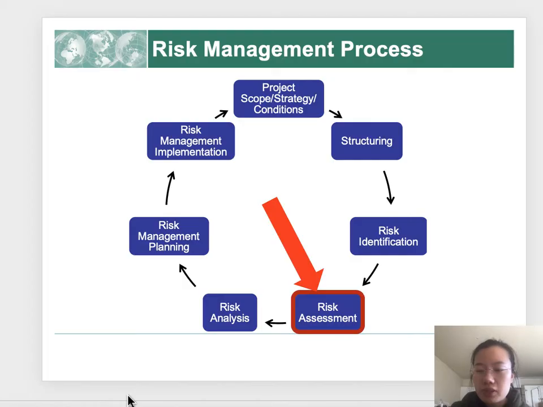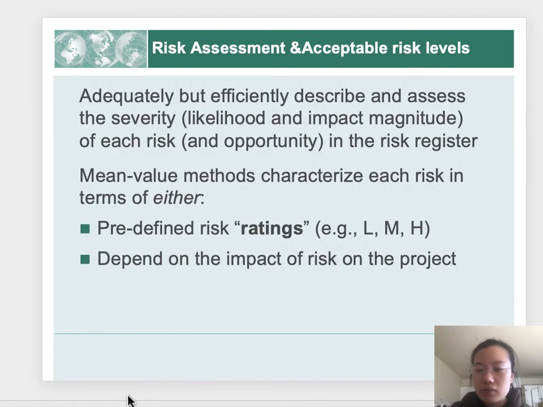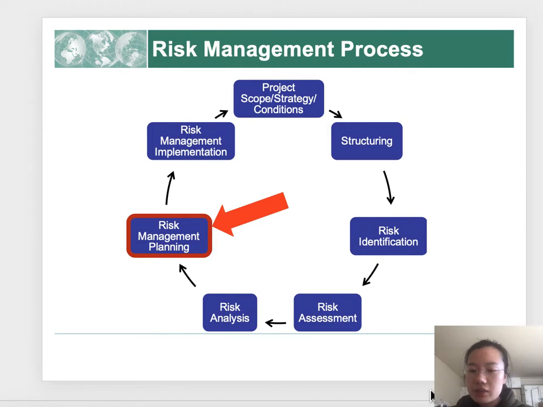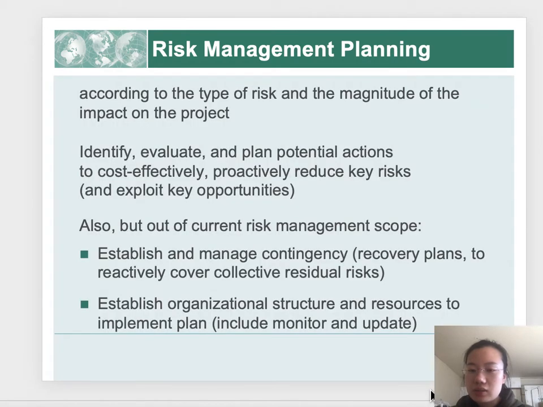The fifth step is risk assessment. Adequately but efficiently describe and assess the severity of each risk in the risk register. Mean value methods characterize each risk in terms of pre-defined risk ratings depending on the impact of the risk on the project. The sixth step is risk management planning.